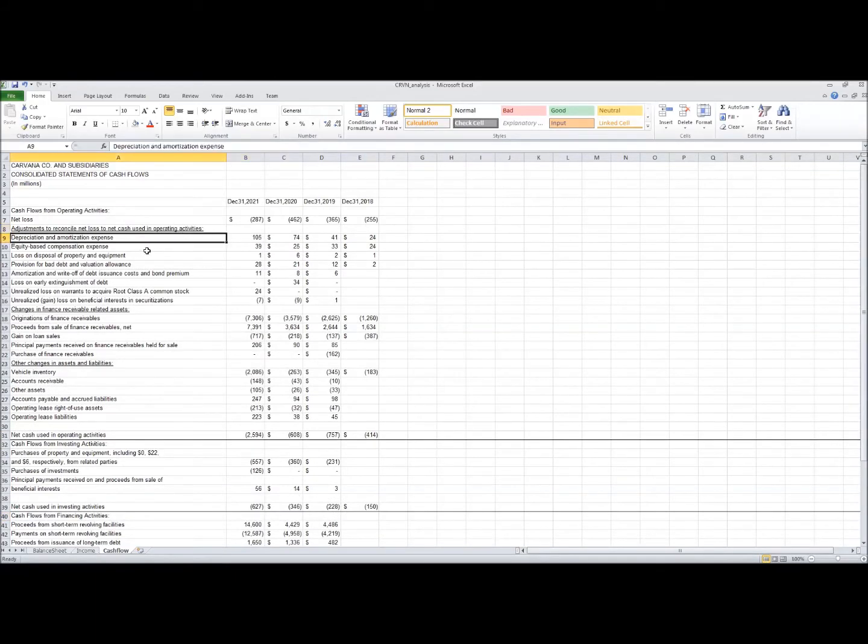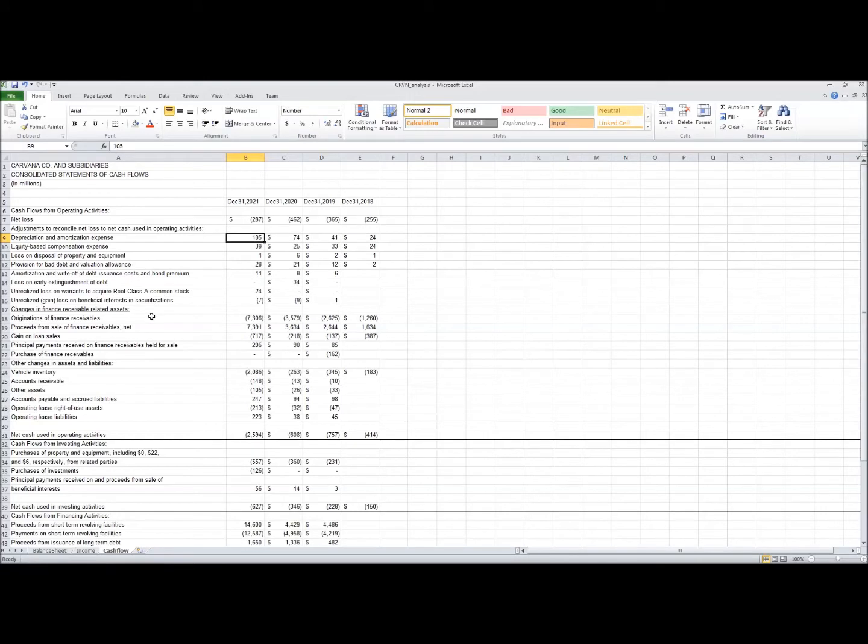First of all, depreciation expense gets added back in. For example, if you had a $40 million building and you were depreciating it over 40 years, that means every year you have to take an expense of $1 million. That $1 million would be included in this loss, but it's not a real cash expense. You didn't write a check for $1 million for that depreciation, so you get to add it back in here.